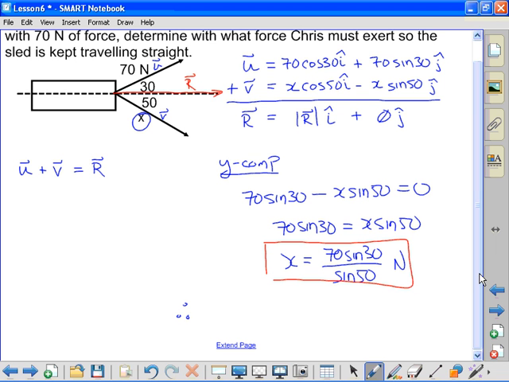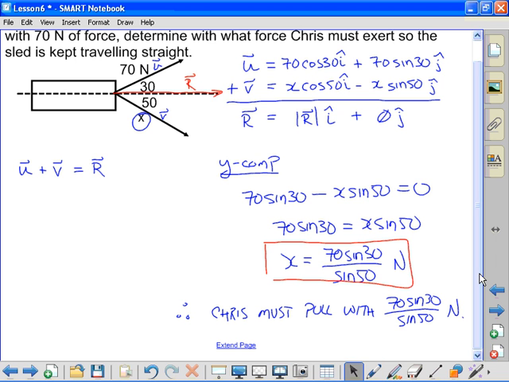So therefore, who are we looking at? Chris must pull with 70 sine 30 over sine 50 newtons.